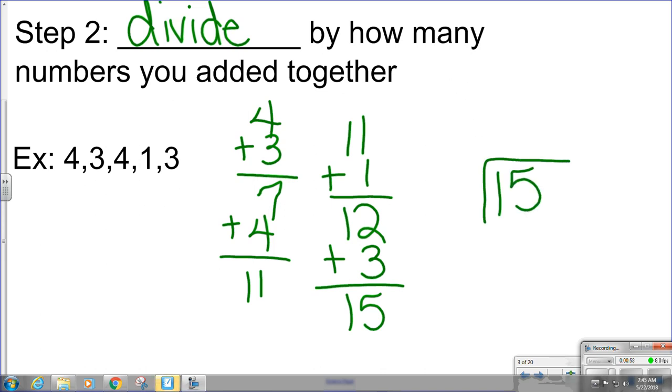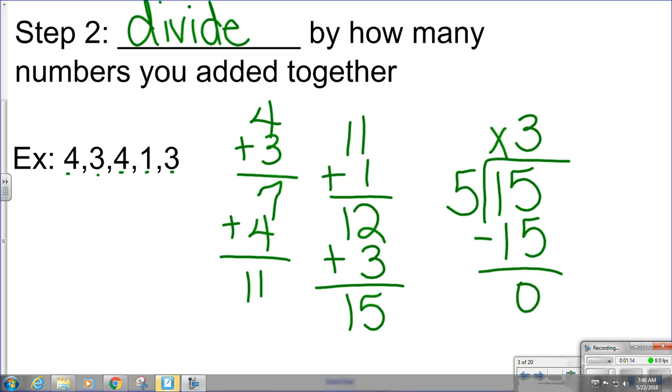So 15, that's the sum after I add. And what will I divide by? 5. There are 1, 2, 3, 4, 5 numbers here. 15 divided by 5 is 3. So the mean of this set of data is 3.